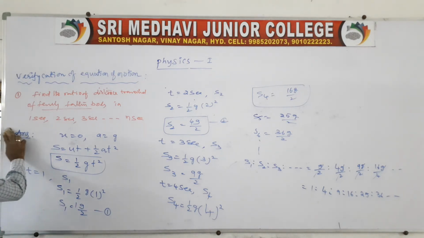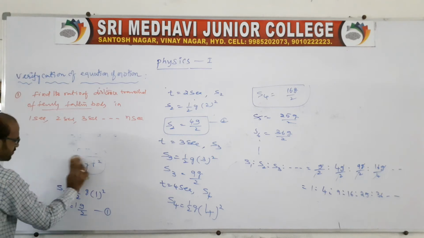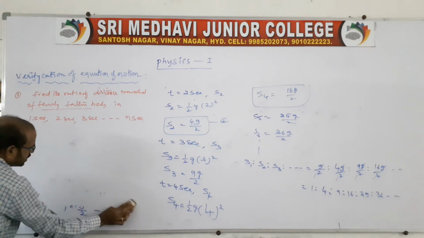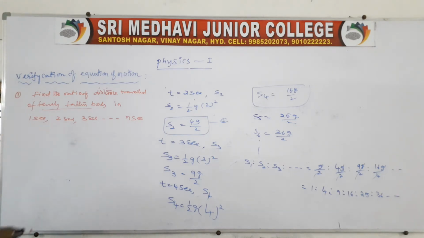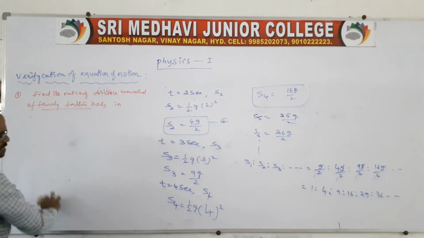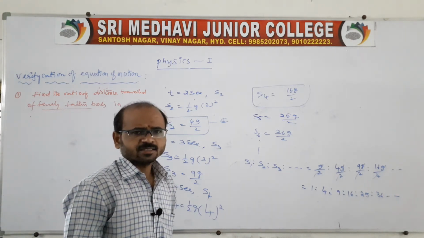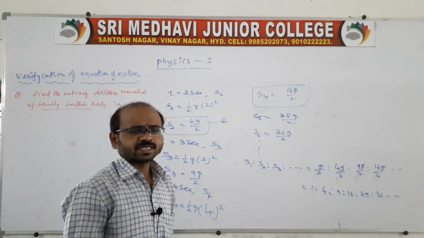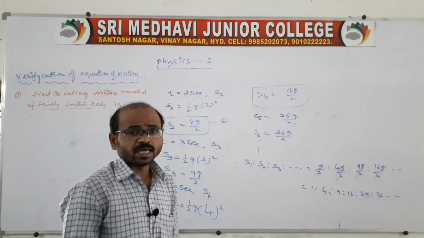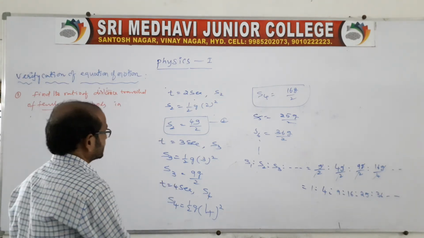Suppose there is another question, again for a freely falling body only. Here the question will be the same: find the ratio of distance travelled by a freely falling body in successive seconds. Successive seconds are nothing but the first second, second second, third second, fourth second, up to the nth second.